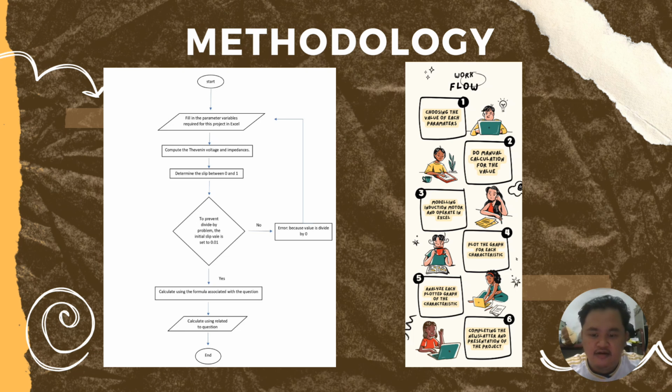Next, for the workflow, first we choose the value of each parameter. Next, do the manual calculation for the values, and next model the induction motor and operate it in Excel. The fourth step is to plot the graph for each characteristic. Next, analyze each plotted graph of the characteristics. And lastly, we complete the newsletter and presentation of this project. That's all. Thank you.